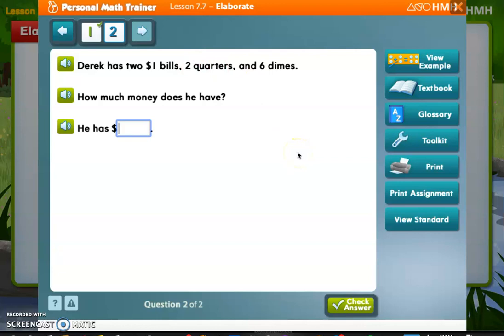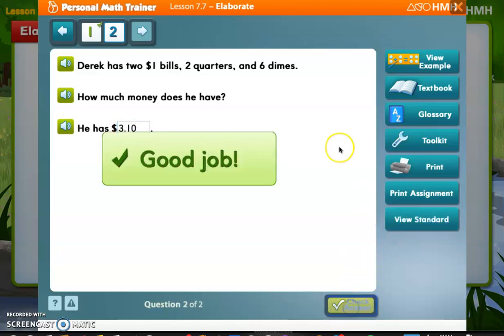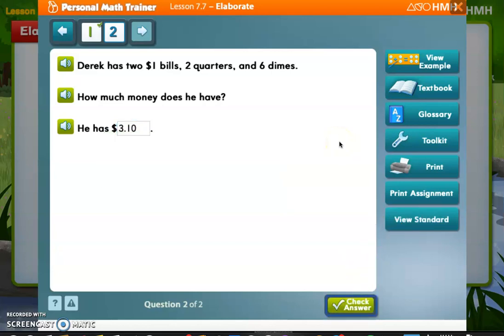Okay? So we have 50 cents, 60 cents, 70 cents, 80 cents, 90 cents, 100 cents, 110 cents. So that means we've made a whole nother dollar, right? We've made a whole nother dollar because we kind of went past 100 cents. So now we have $3, and what's left over from those 6 dimes is one more dime. So we now have $3.10. So Derek has $3.10. Good job.